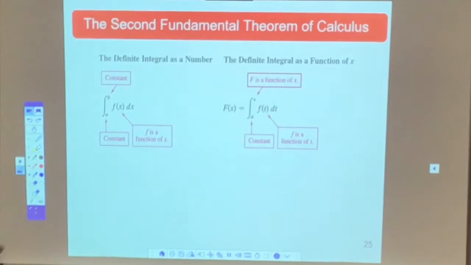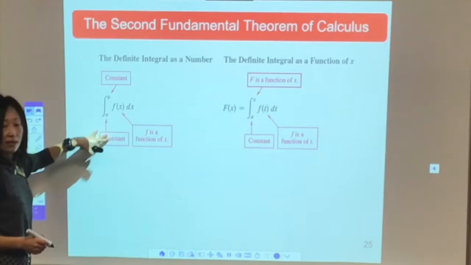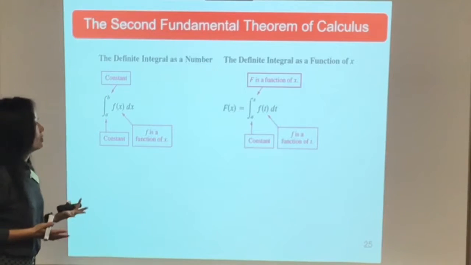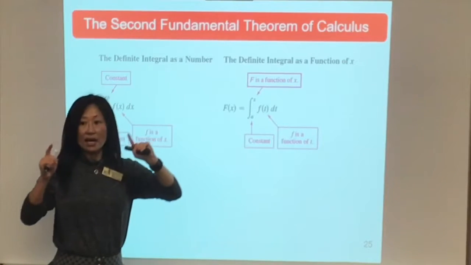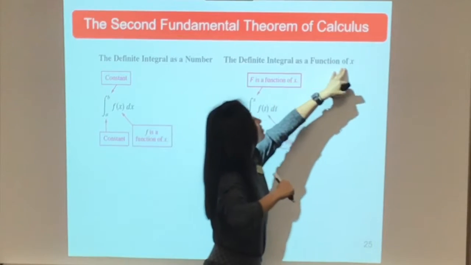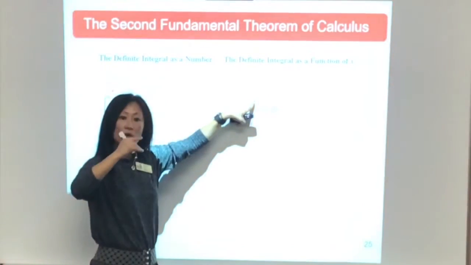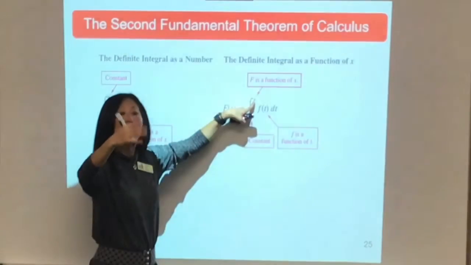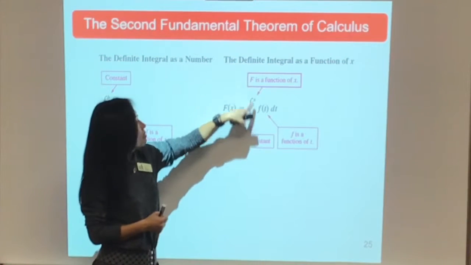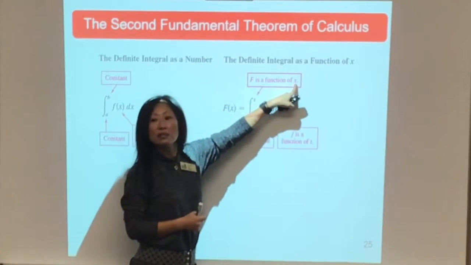So look at this picture. All right, we know this one, right? This is a lower limit, and that's your upper limit. They're both constant. We know the exact number to use, like 1 to 3 or 2 to 5. We know exactly the number. But now, the second fundamental theorem of calculus says the definite integral is a function of x, which means my upper limit is like a variable. It can be 1, it can be 2, it changes. Are you with me, class? So the lower limit is constant, but the upper limit is what? F is what? A function of x.